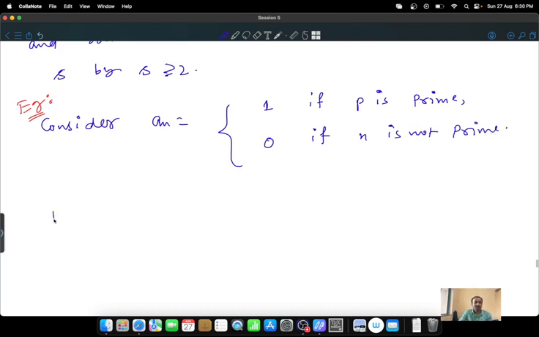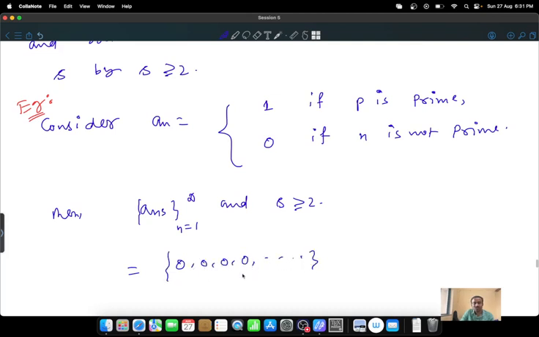So then a_n, n equals 1 to infinity, and s is greater or equal to 2. n^s is a composite number, that is not a prime number, so that is actually the zero sequence. So that is convergent for every s, converging to 0 for all s greater or equal to 2.